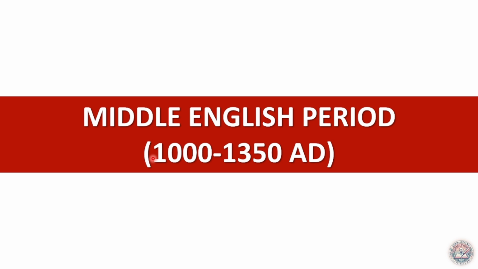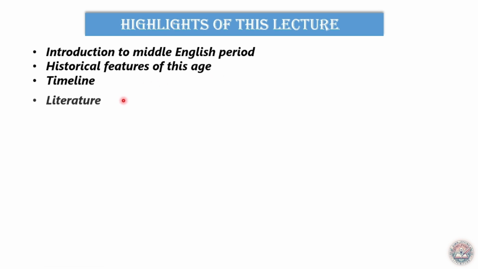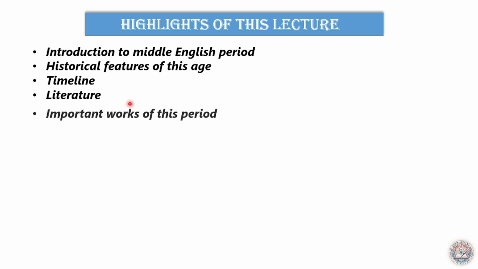Today we are diving into a really interesting chapter of English literature, the Middle English period, which lasted roughly from 1066 to 1350 AD. So, in this class, we are going to look at a quick introduction to the period, some major historical features, a timeline of important happenings, the kind of literature people were writing, and finally, some famous literary works from this time.